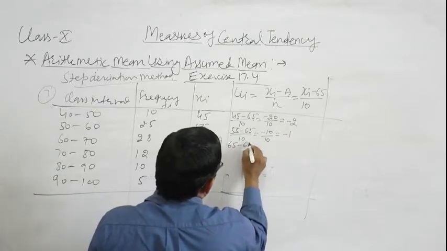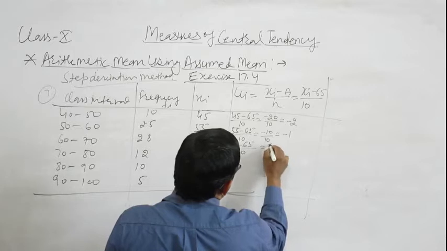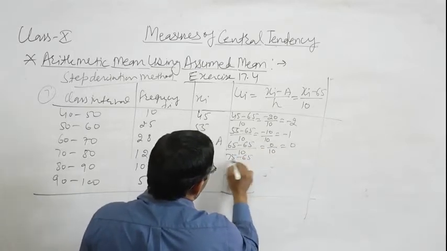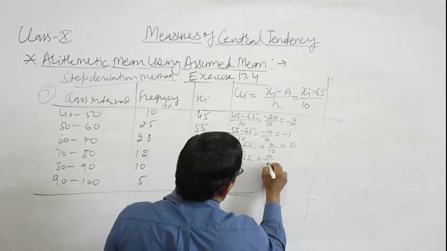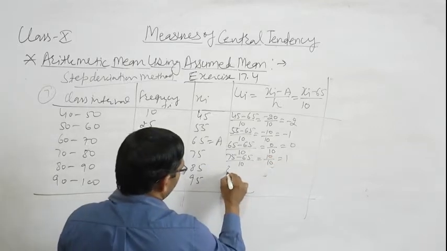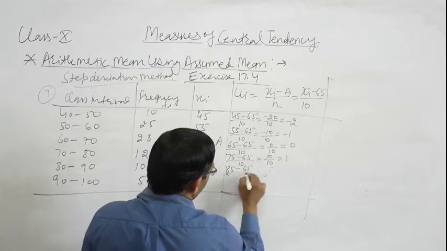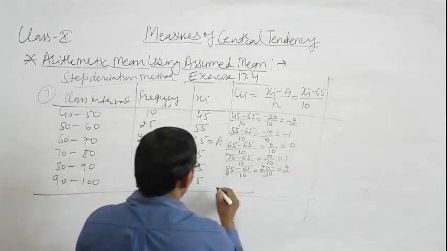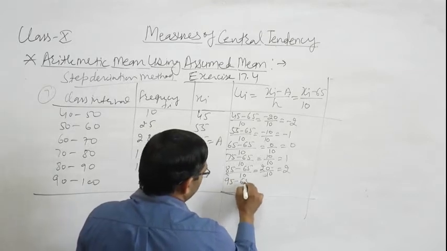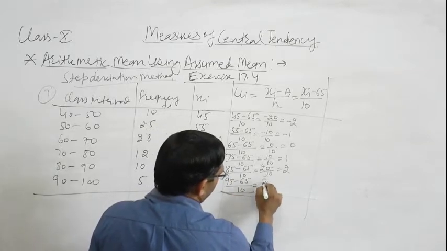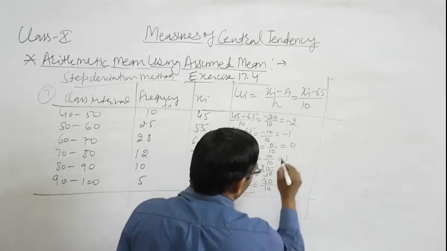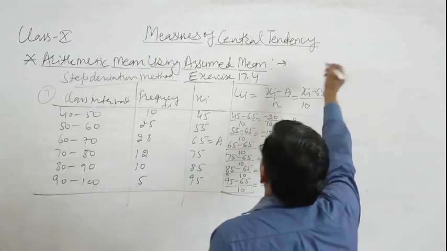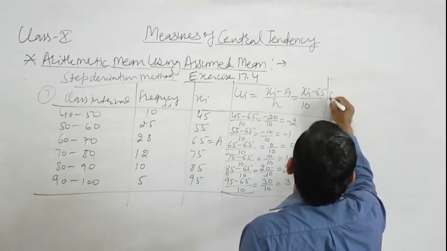Then 65 minus 65 upon 10, 0 upon 10 is equal to 0. Then 75 minus 65 upon 10, 10 upon 10 is 1. 85 minus 65 upon 10, 20 upon 10 is equal to 2. And 95 minus 65 upon 10 is 30 upon 10, equal to 3. So we find ui. Then fi ui.